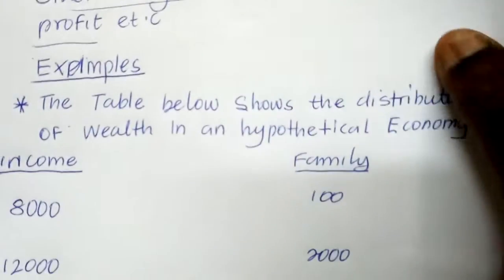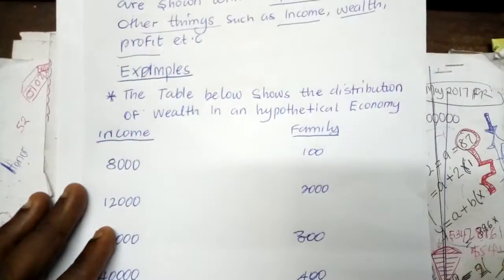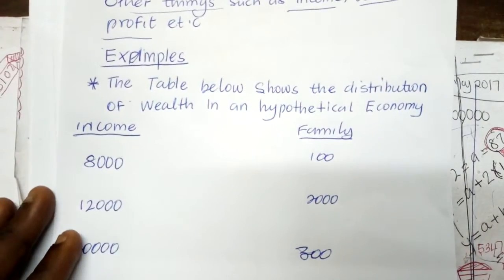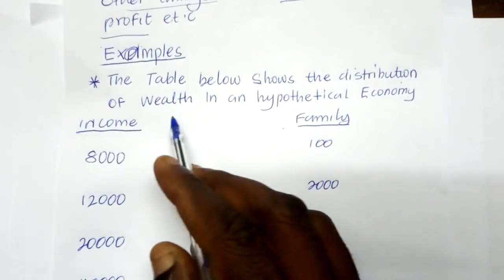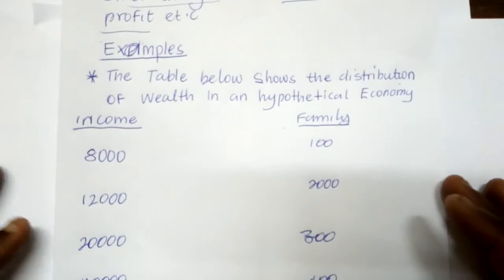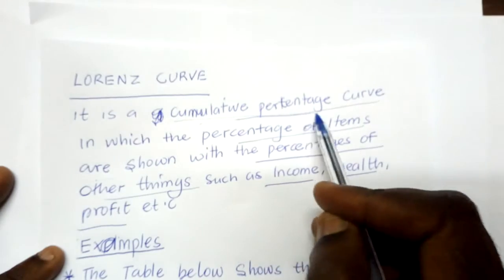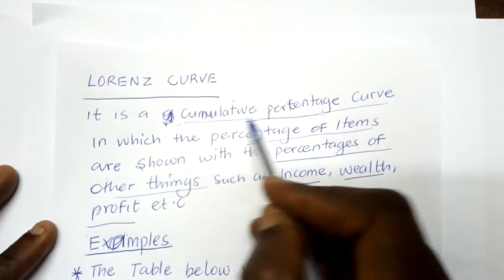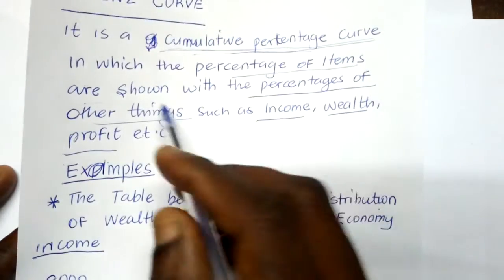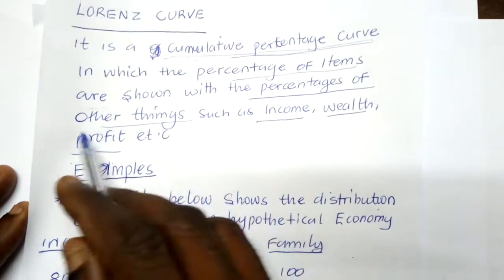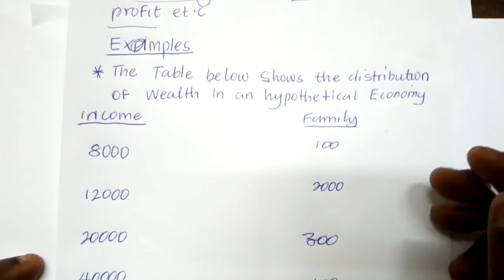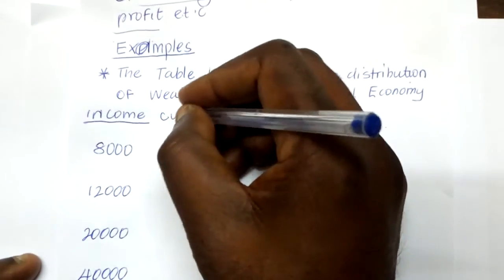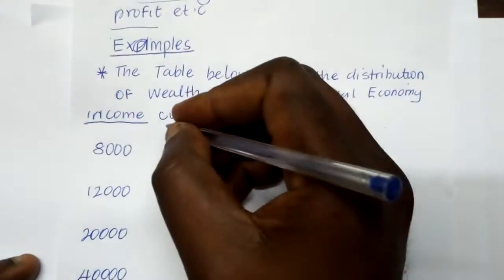Now let's take an example. With this example we are going to illustrate the concepts very well. The table below shows the distribution of wealth in a hypothetical economy. Don't forget, a Lorenz curve shows the cumulative percentage. It is a cumulative percentage curve in which the percentage of items are shown with percentages of other things. So the first step here is to ascertain the cumulative income.